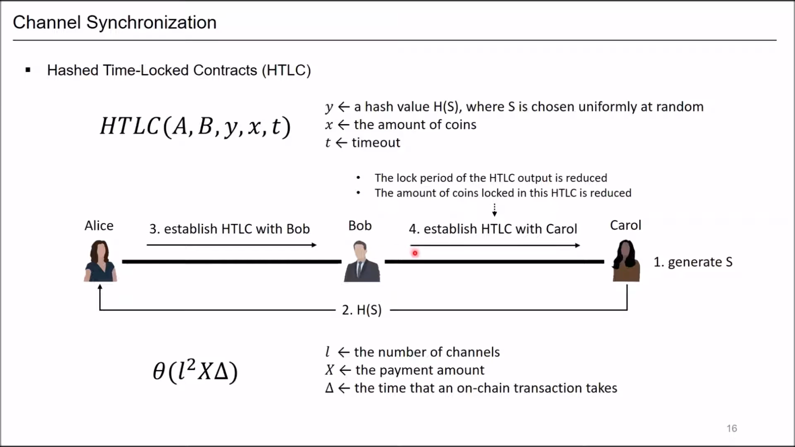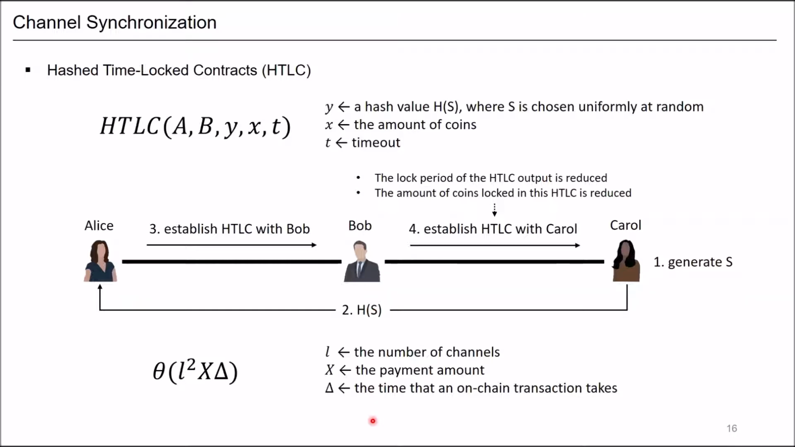B then constructs a similar HTLC with C with two main differences. First, the lock period of the HTLC output is reduced, thereby ensuring that B has enough time to claim the funds from the previous hop. And second, the amount of coins locked in this HTLC is reduced. The difference in locked coins corresponds to the service fee charged by B for the forwarding of the payment. As C is the final receiver, C can safely reveal S to B, who then has a sufficient period of time.